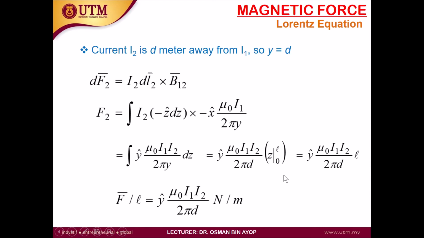Because our filament is very long, we just put 0 to L. So this is our solution for F2. The final solution is the force per length, so you have to bring the L to the left hand side. The final solution is, in the direction of y, mu naught I1 I2 divided by 2 pi d Newton per meter. So this is our answer.